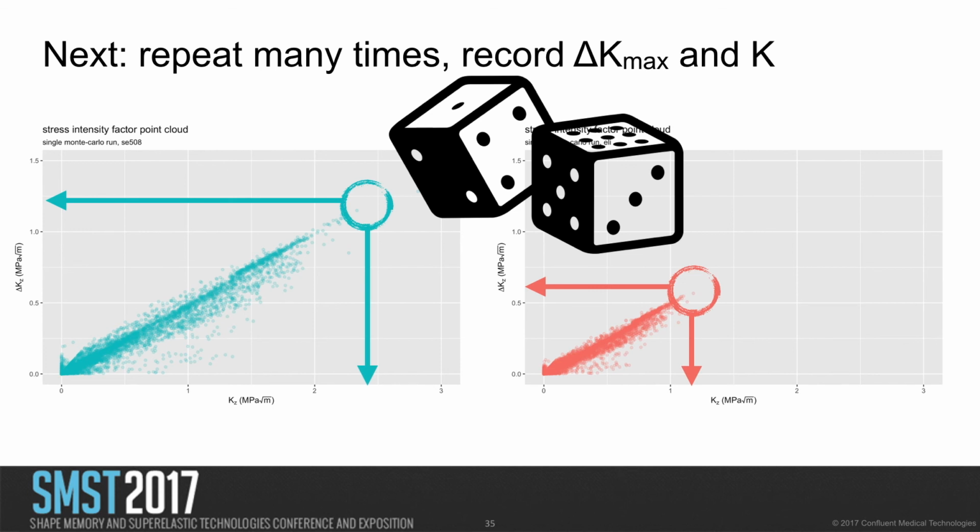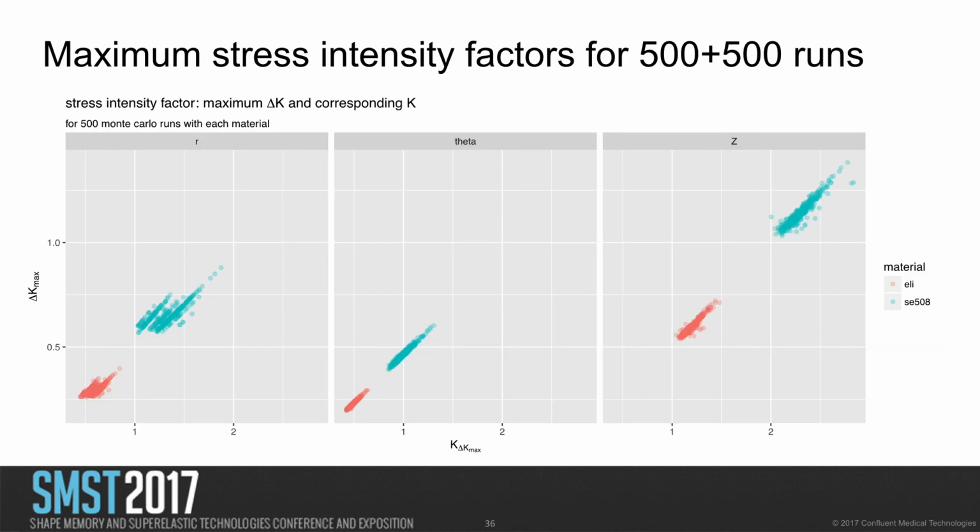Okay, so when we roll the dice lots of times here, which we're about to do, 500 for each of the material conditions, we're going to record the maximum point that we see in each of those cases, so the point that's circled there. And that's what we're going to represent on the next chart. So this chart shows the result of 500 runs for Eli, 500 runs for SE508. And you get a sense here for the fact that, again, the SE508 gives you higher delta Ks.